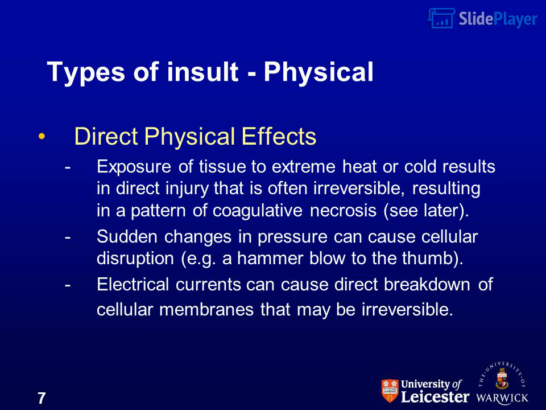Types of insult: physical. Direct physical effects. Exposure of tissue to extreme heat or cold results in direct injury that is often irreversible, resulting in a pattern of coagulative necrosis. See later. Sudden changes in pressure can cause cellular disruption, for example a hammer blow to the thumb. Electrical currents can cause direct breakdown of cellular membranes that may be irreversible.